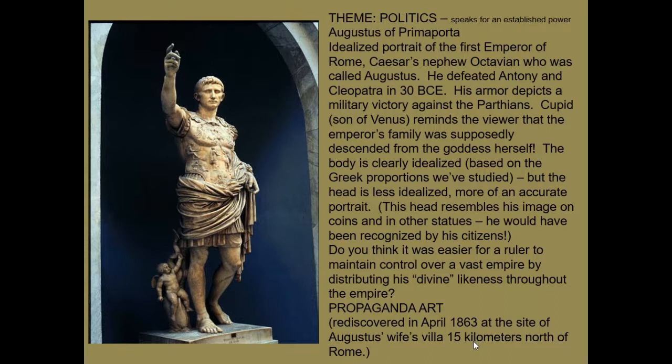Note that the ears kind of stick out a little bit. There's some specifics to make sure that you recognize who this is meant to be. This piece is called the Augustus of Prima Porta because it was located in the city of Prima Porta. It was actually found near the villa of his wife, Livia. So it's not to be considered like a private portrait of her husband as much as it is a more public sculpture to disseminate the image of the emperor and thereby his authority throughout the empire.